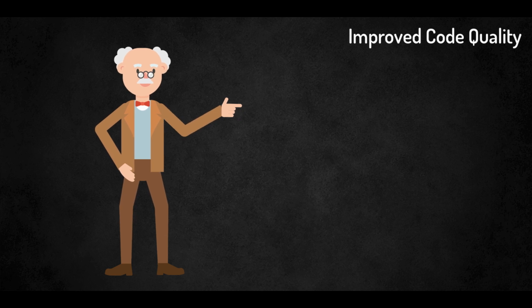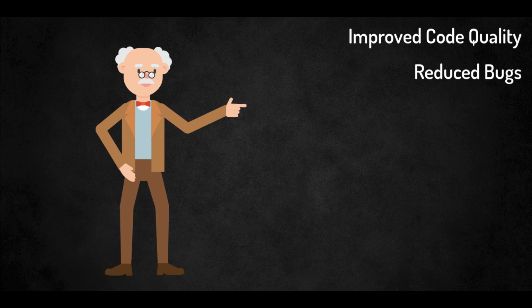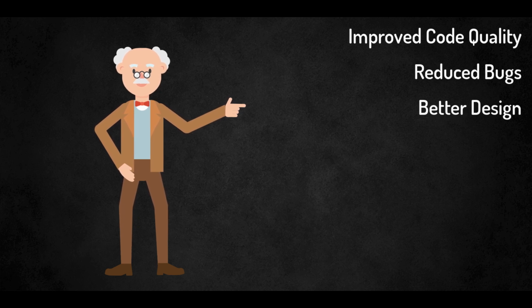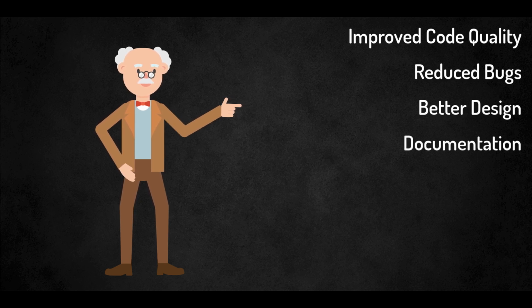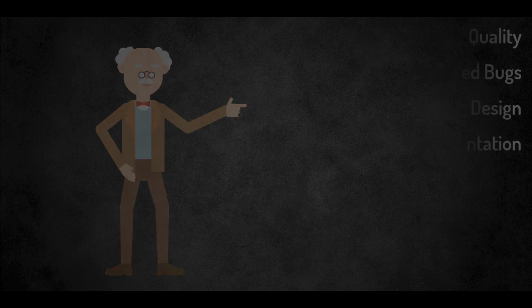By writing tests first, developers are encouraged to think about the requirements and design before they actually get into coding. Reduced bugs. Writing tests helps catch bugs early in the development process. Better design. TDD promotes simple and modular design as developers write only enough code to pass the tests. And documentation. Tests serve as documentation for the codebase, explaining how the code is supposed to work.